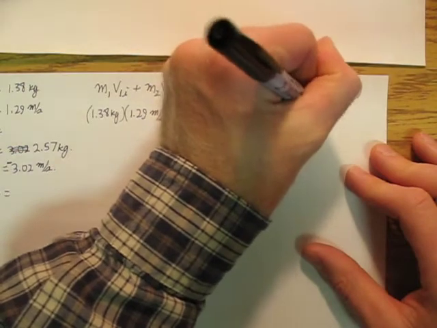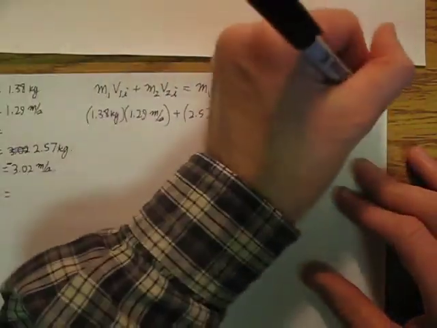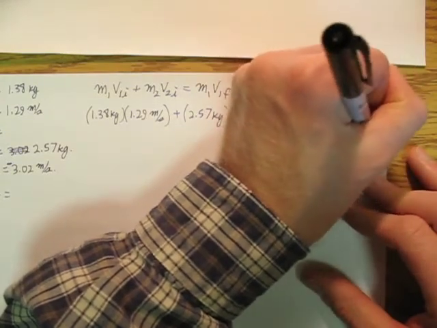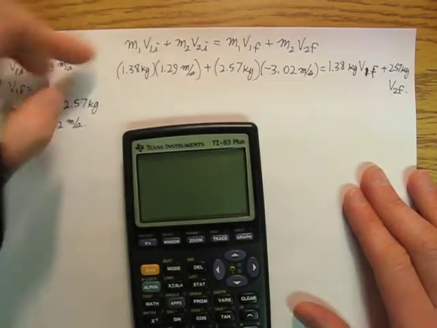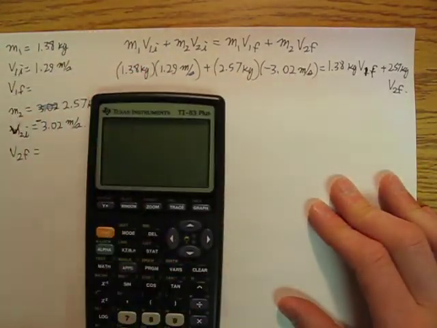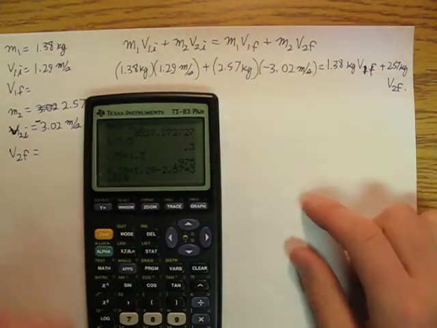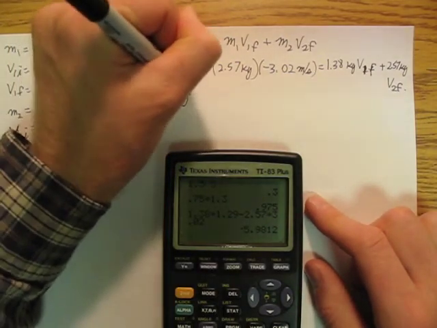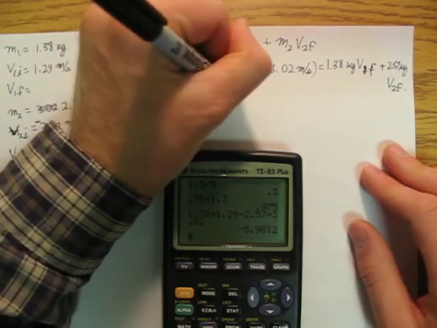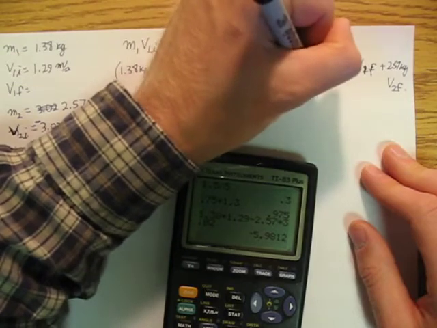Okay, equals 1.38 kilograms V1F, plus 2.57 kilograms V2F. Okay, so we can do this whole side of it just on the calculator. 1.38 times 1.29 minus 2.57 times 3.02, because I just remembered to bring the minus out front, and I get negative 5.98 kilogram meters per second equals 1.38 V1F plus 2.57 kilograms V2F.